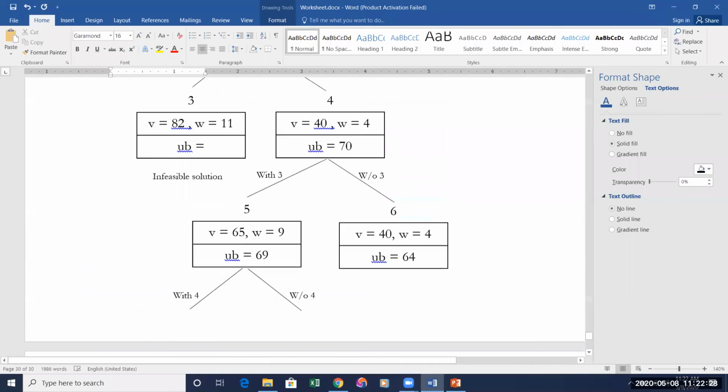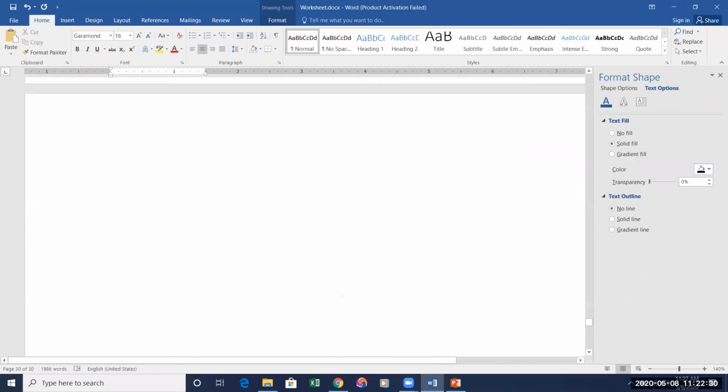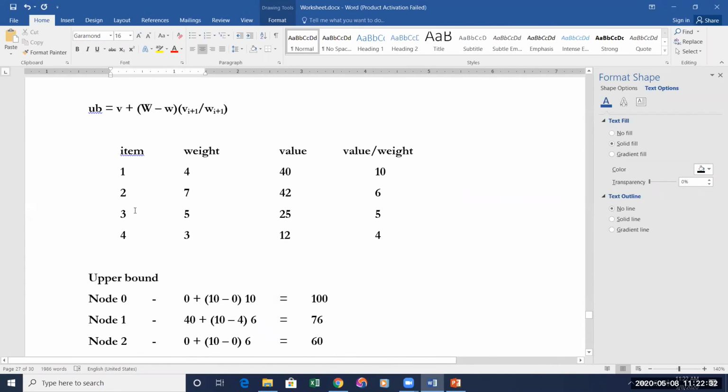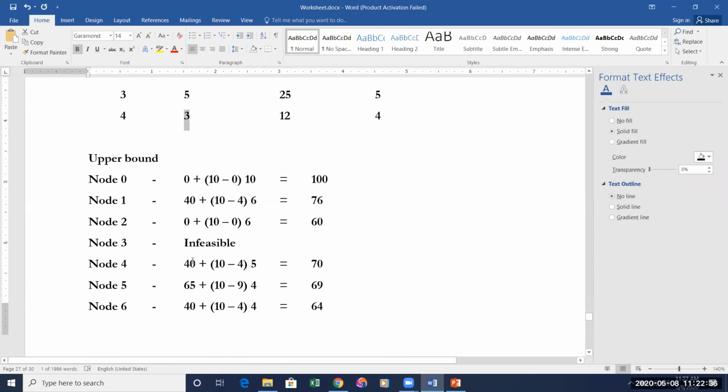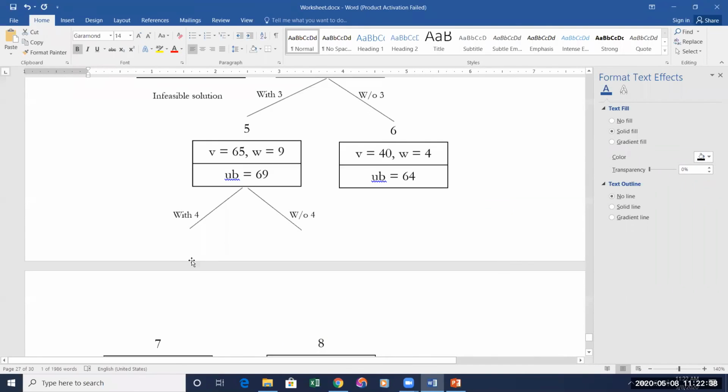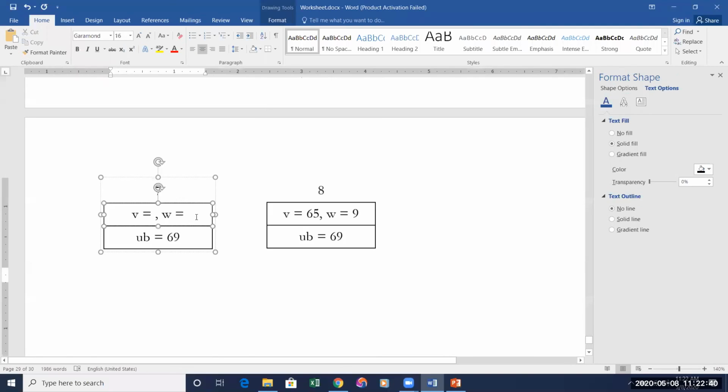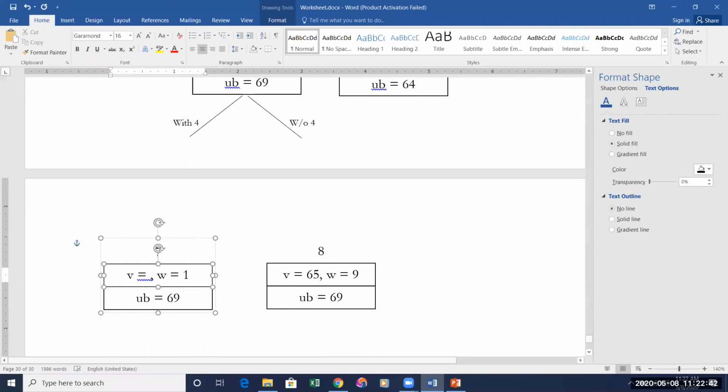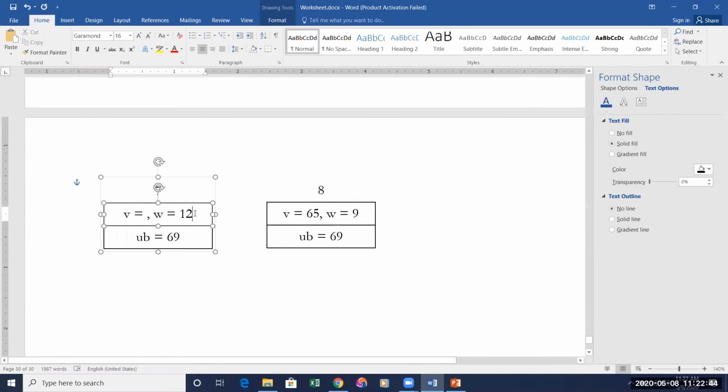New weight. What is the weight of item number 4? Item number 4's weight is 3, isn't it? 9 plus 3 is 12. That means it exceeds the capacity of the knapsack. It becomes 12. No need to calculate the value here because this itself tells that it is an infeasible solution.